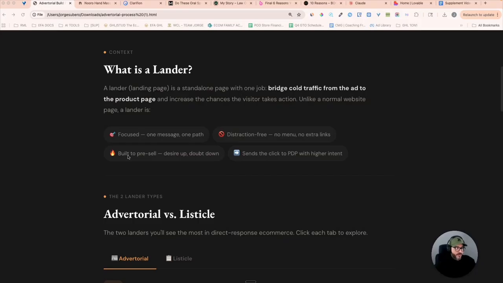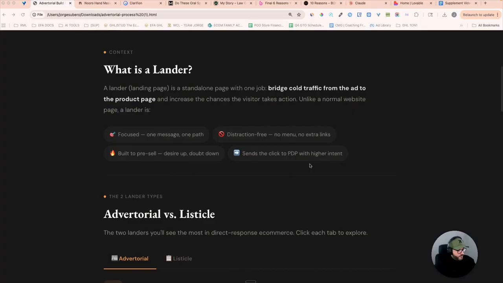It gets the desire up based on all the data contained in this landing page, and also sends the click to the product page with a higher intent of buying.